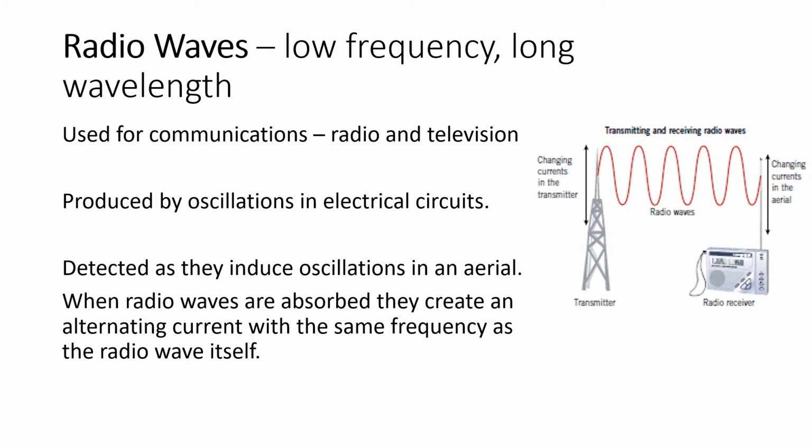And as the electric and magnetic fields go past this, it produces an alternating current in the aerial, so it detects the radio wave. So you need to learn that they are produced by oscillations in electrical circuits, and they're also detected as they induce oscillations in an aerial. So when radio waves are absorbed, they create an alternating current with the same frequency as the radio wave itself.